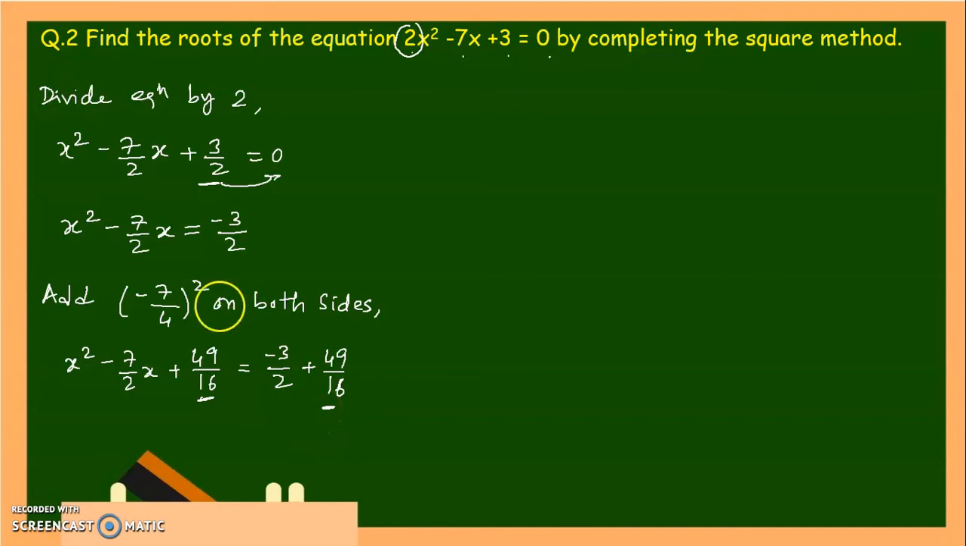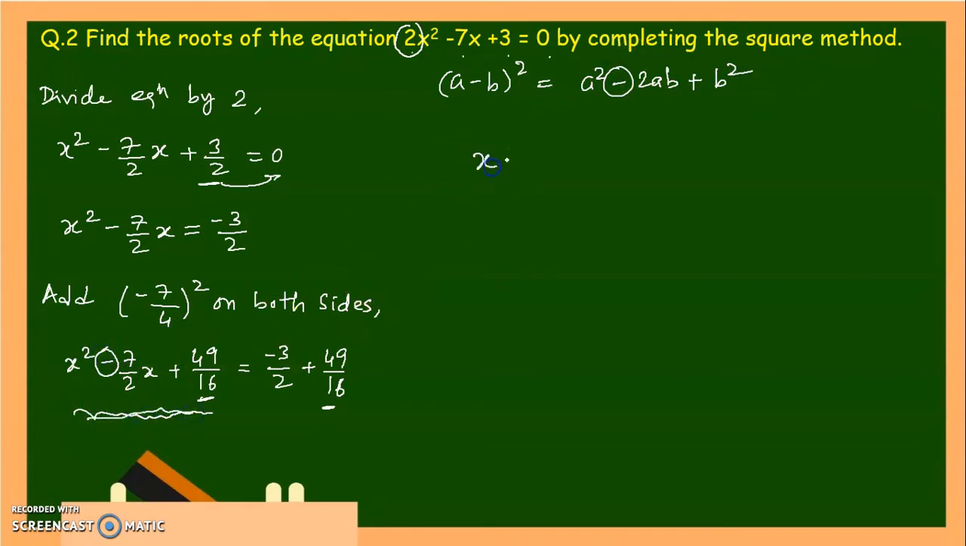Now in the fourth step, we will convert this left hand side equation in the form of a plus b whole square. Here minus sign is given, so it will be converted into a minus b whole square. The equation is a square minus 2ab plus b square. Here minus sign is given, so this equation we can write in the form of x minus 7 by 2 whole square. If you expand this x minus 7 by 2 whole square, you will get x square minus 7 by 2x plus 49 by 16.